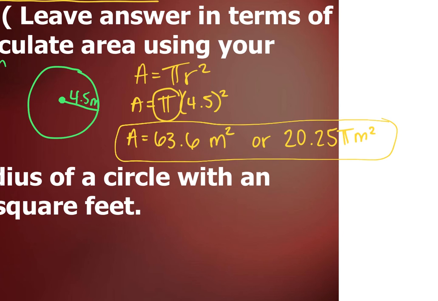Carlos. What's that? We did. Oh, on the second one. Thank you. Yes, you could write it as 20.3 pi meters squared. Very good catch, Carlos. Any questions on this first example?